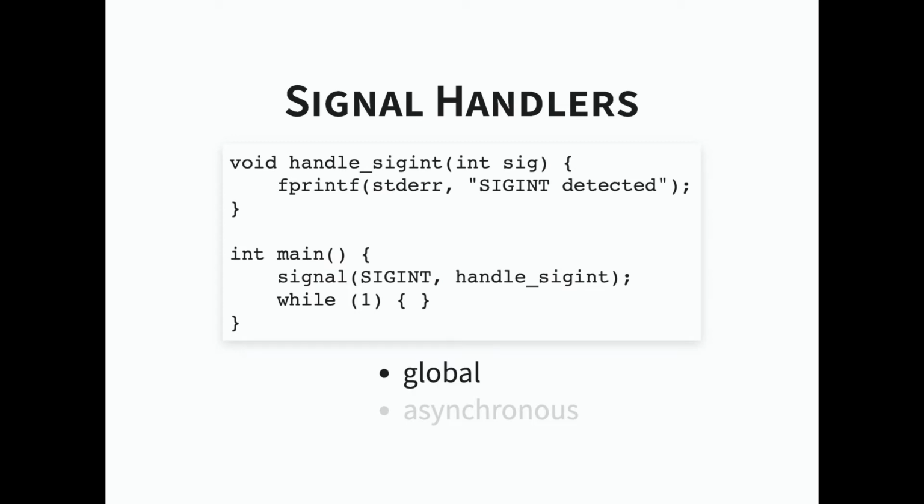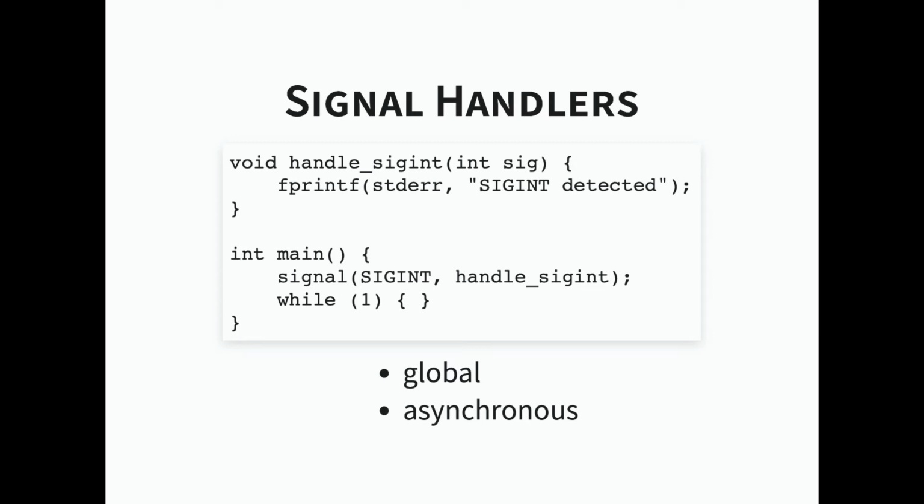However, signal handlers are global. There can only be one for each process for each signal type. As a consequence, signal handlers are not composable. Additionally, signals can be sent to a process at any moment. That is to say, signals are asynchronous, which is quite different from return codes and exceptions, which are synchronous inline mechanisms.